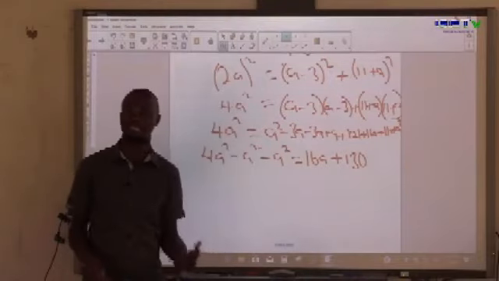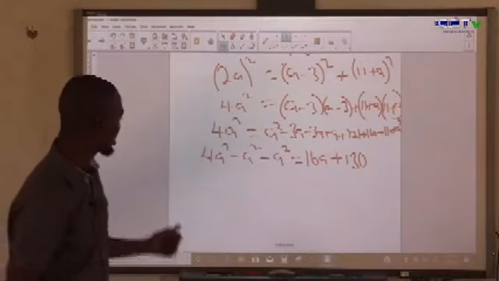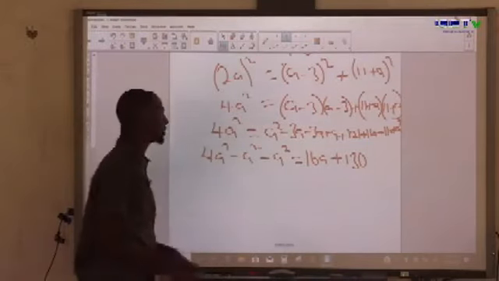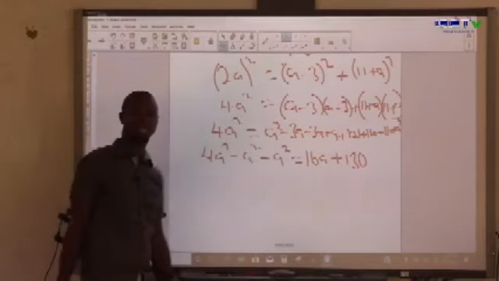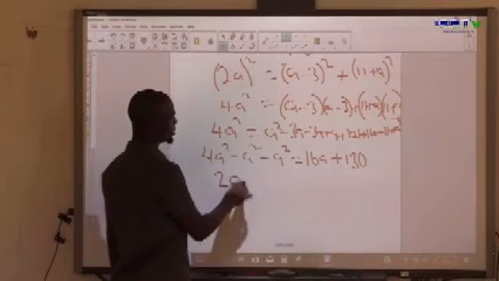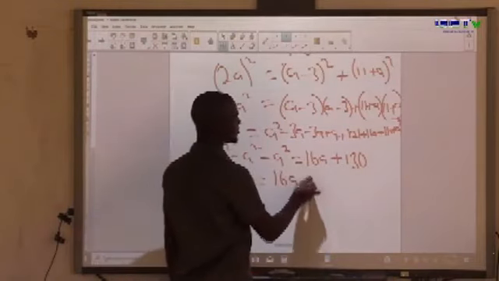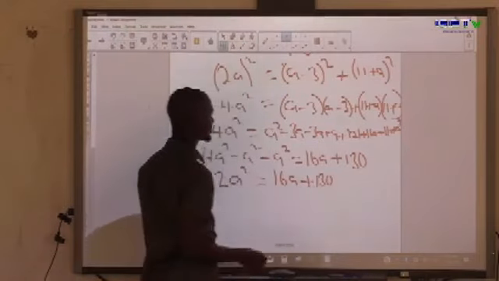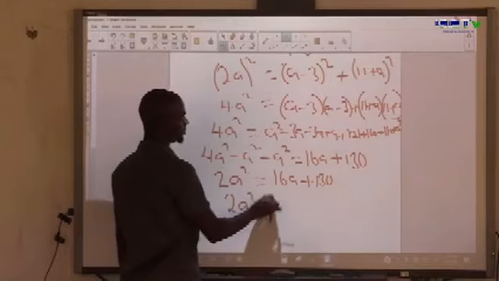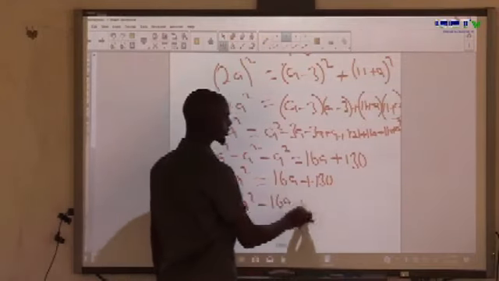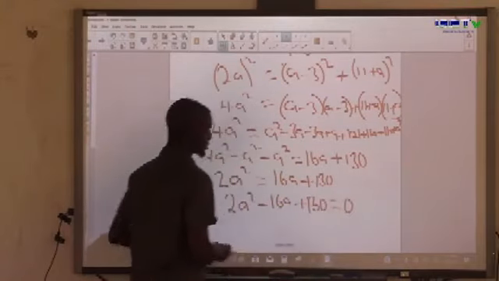If you look at it, it's an equation in which the highest power of the variable is 2. So it's a quadratic equation. So 4A square minus A square minus A square, that is 2A square. 2A square is equal to 16A plus 130. Writing this in standard form is 2A square minus 16A plus 130 is equal to 0.